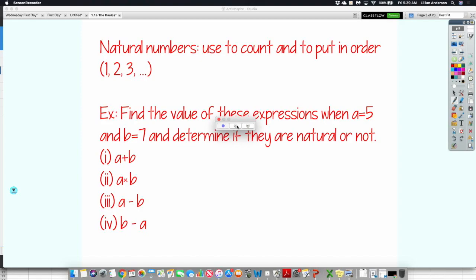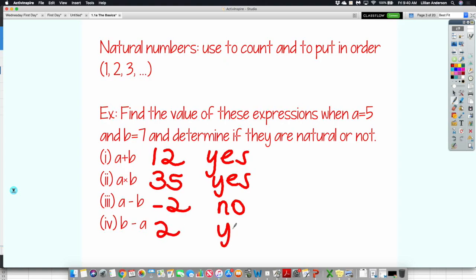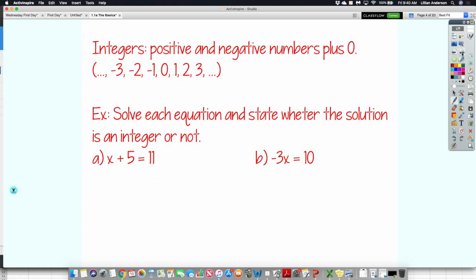So, when A is 5 and B is 7, A plus B is what? It is 12. Is that natural or not natural? Natural. Yes, very good. A times B? 35. Natural? Yes. A minus B? Natural? Awesome. And B minus A? Natural? Awesome. Hopefully no one needed a calculator to confirm that 5 times 7 was 35. Correct? Good? All right.